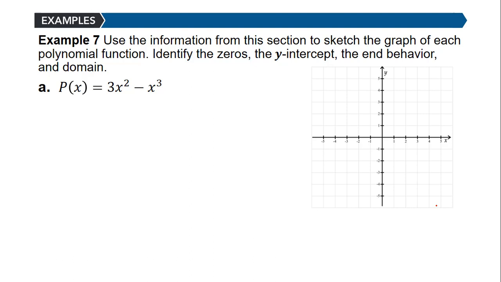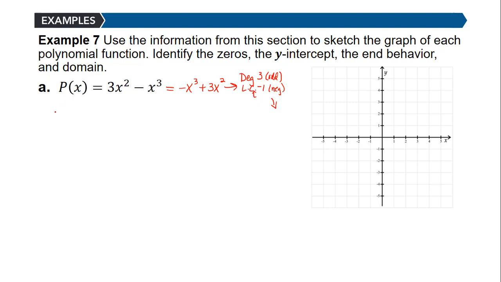So some things that I would first remind myself of is this. It is in expanded form, but not in the correct order. In standard form, it would be negative x cubed plus 3x squared. So we know that this polynomial has a degree of 3, which is odd, has a leading coefficient of negative 1, which is negative. So right there we know that it's going to go down to the right, and because it's odd, it will go up to the left.